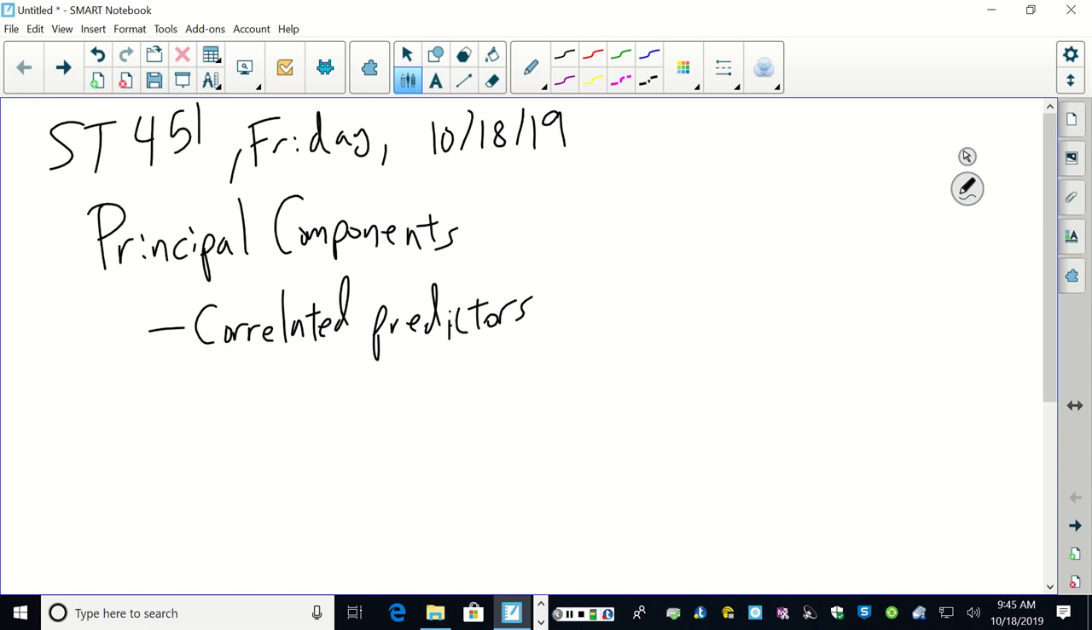So today we're talking about principal components, which is something in chapter 17 on multivariate methods for describing data.